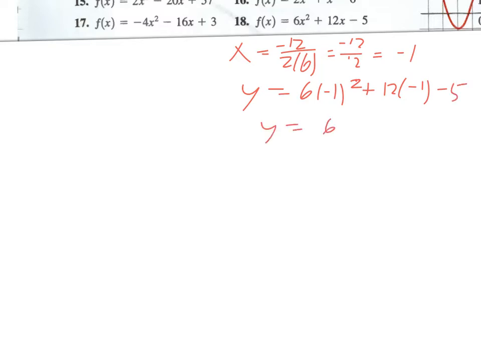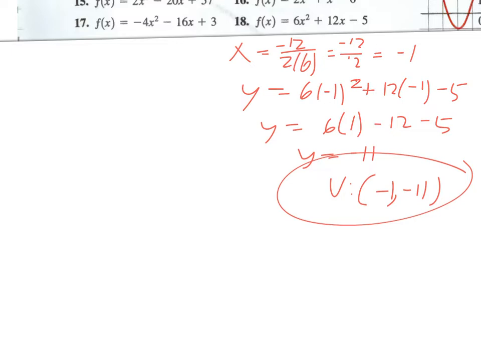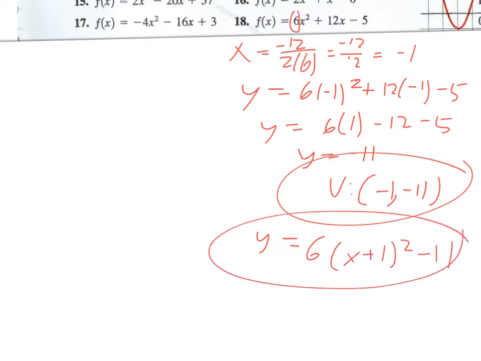All right, and we'll go ahead and solve that. So 6 times 1 minus 12 minus 5. And so that's going to be, let's see, negative 6 minus 5 is negative 11. So we know the vertex is negative 1 comma negative 11. And with that, we can write it in vertex form. So we could do y equals, and remember we steal the a value from the beginning, and we plug in our h and our k.